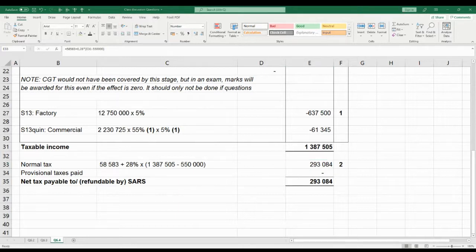Okay, do you guys have any questions on question 6.4?